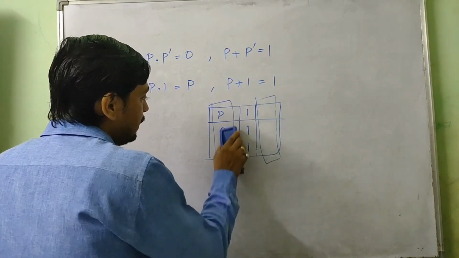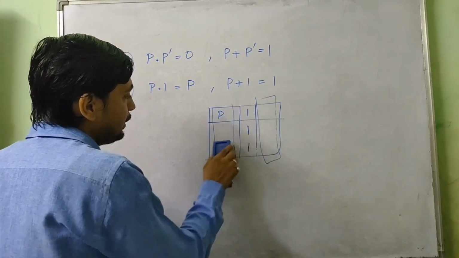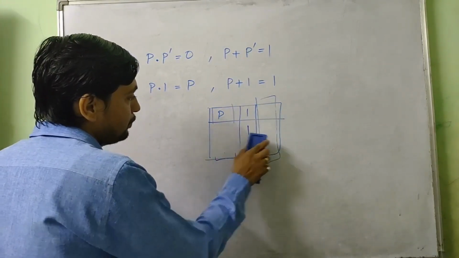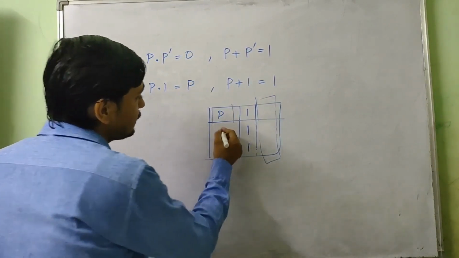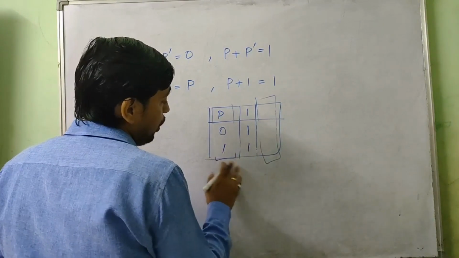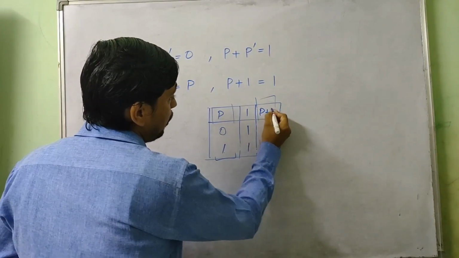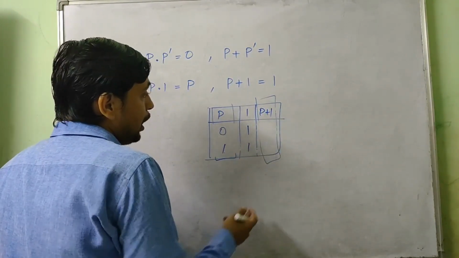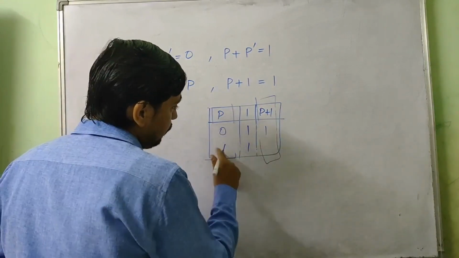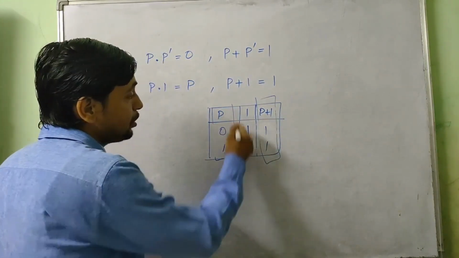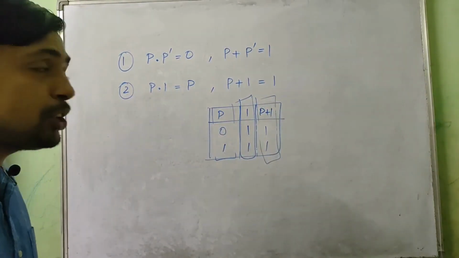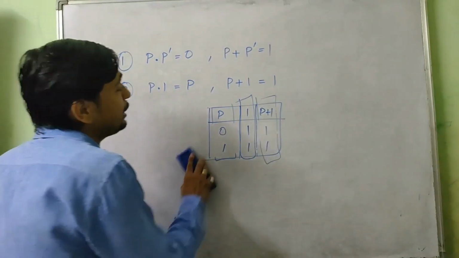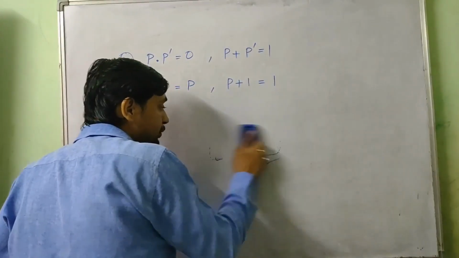But now let's see P or 1, that means P disjunction 1. So let's see that this can be 0 and 1, 0 or 1, and we are doing P or 1. So 0 or 1 is 1, 1 or 1 is 1. So the result is always 1. You can see that. Then P conjunction 1 will be P, P disjunction 1 will be 1.